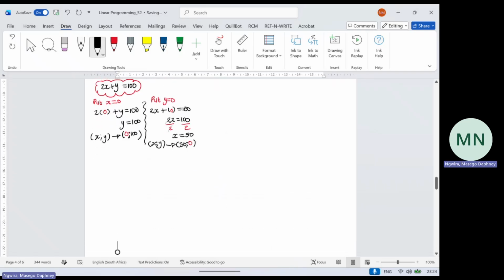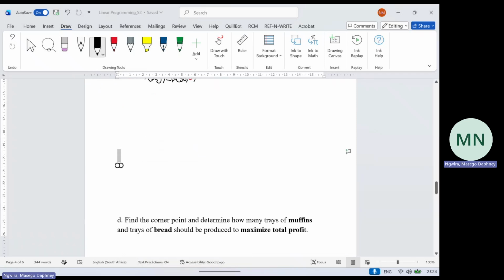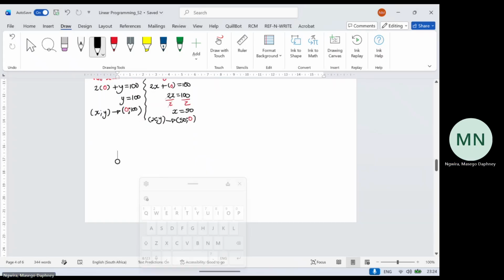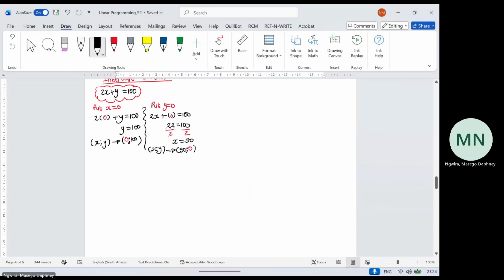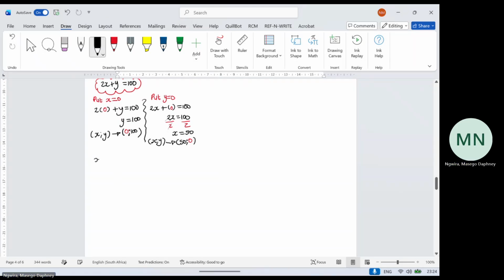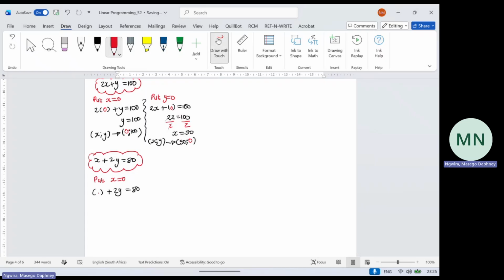The second function is 1x. So 1x is just x, right? So it's just going to be x plus 2y is equal to 80. Then I'm going to use this one and say put x, put y, same thing. Put x is equal to 0, and then we solve. If I do that, this will be 0 plus 2y is equal to 80.